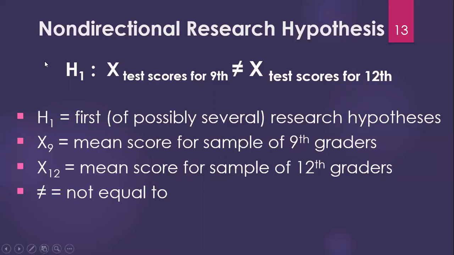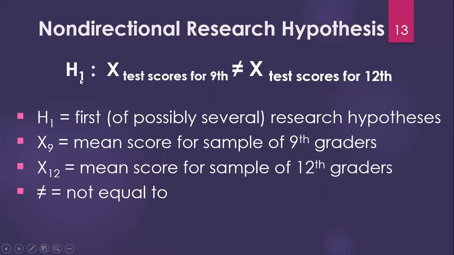So statistical notation for non-directional research or alternative hypotheses. The first part that's different, remember for null, it was an H0. Now this is an H1. Sometimes you'll see it as an HA for alternative. I'll sometimes write it as HA, whichever you want to do is fine.